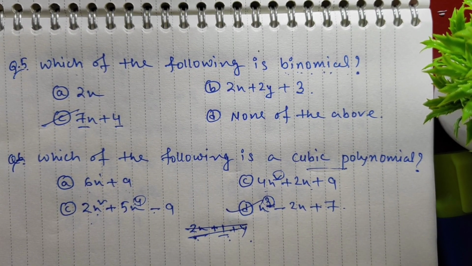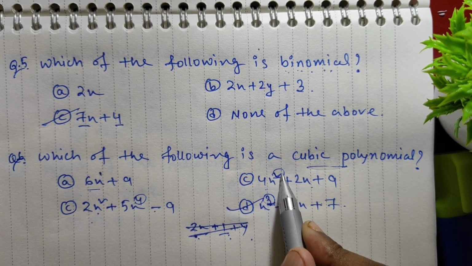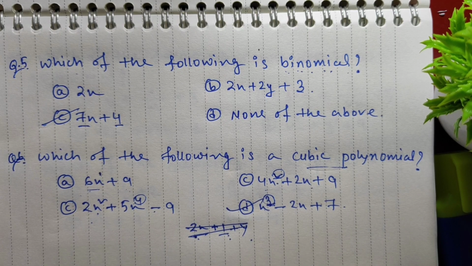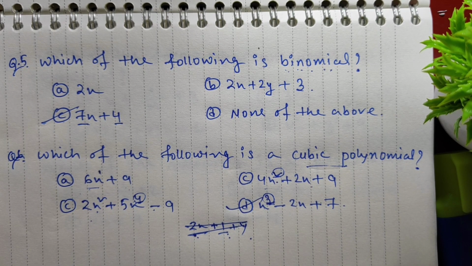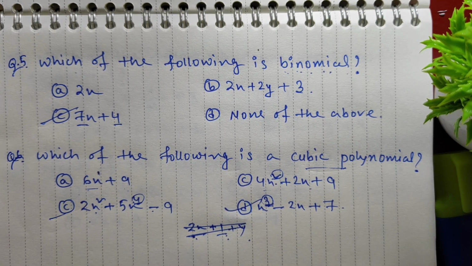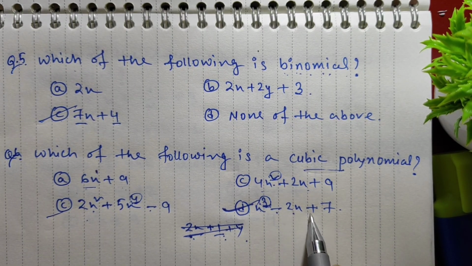Answer is D. And if the highest power is 1, like this one, then it will be a linear polynomial. If the highest power is square, meaning 2, then it will be a quadratic polynomial. And if the highest power is 4, then it will be a biquadratic polynomial, like this one. So the correct option is number D, x cube minus 2x plus 7.